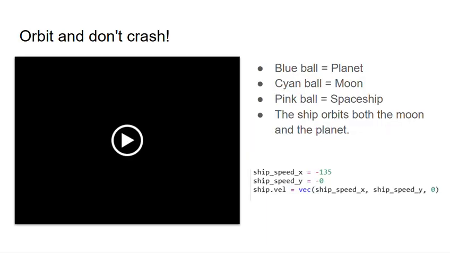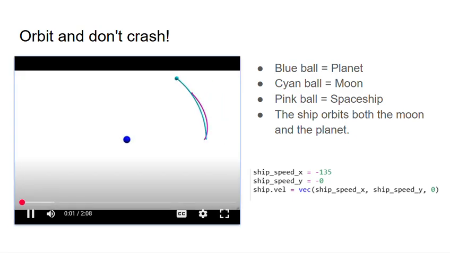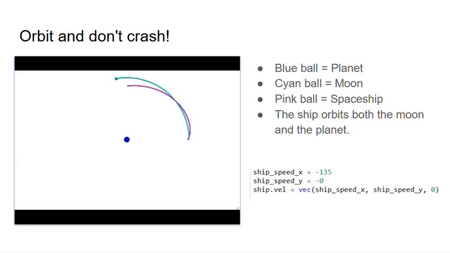The second part of this lab was called Orbit and Don't Crash. This is the model I created for the second part. As you can see, the blue ball represents the planet, the cyan ball represents the moon, and the pink ball represents the spaceship. The ship was supposed to orbit both the planet and the moon, and the speeds I chose for the x component was -135, and for the y component I chose 0 for the speed.